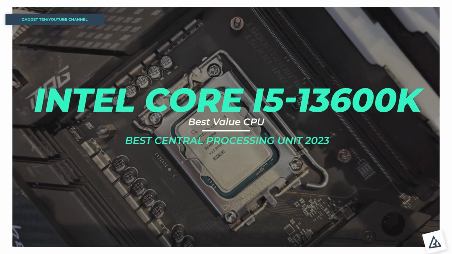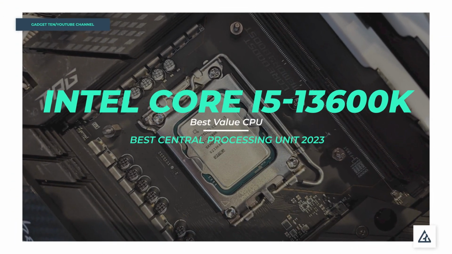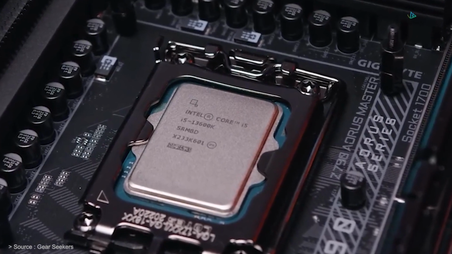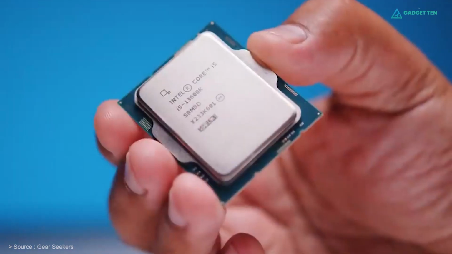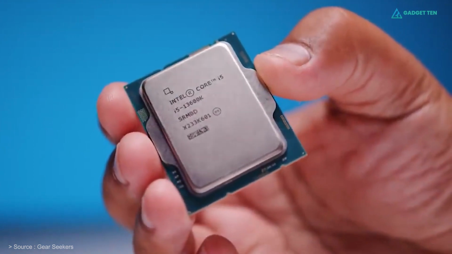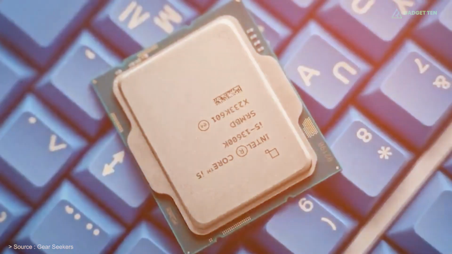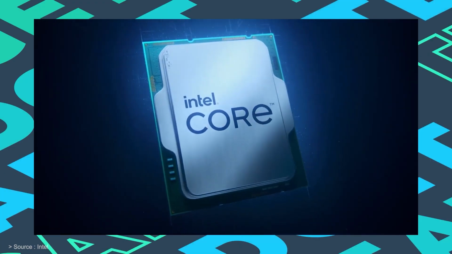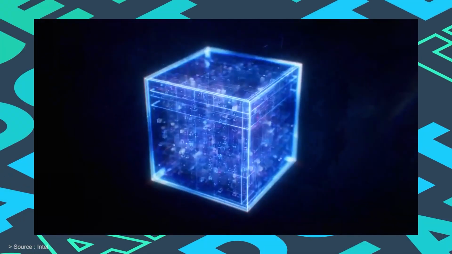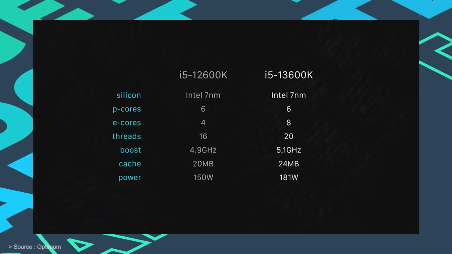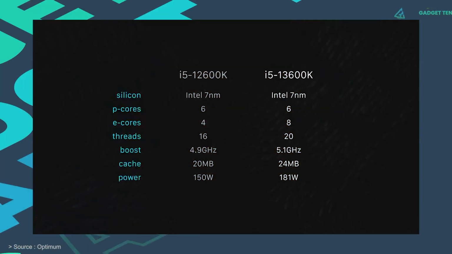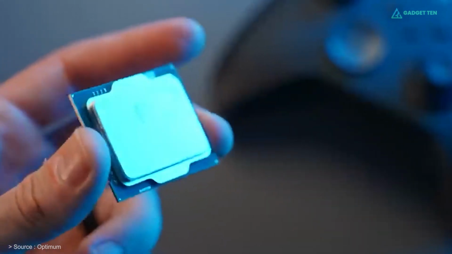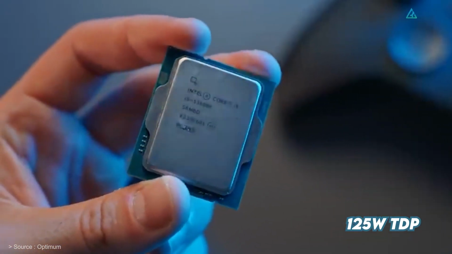Intel Core i5-13600K. The Intel Core i5-13600K is one of Intel's most affordable Core processors from the 13th generation, but it's also one of the best. The CPU comes with 14 cores and 20 threads, effectively doubling the number of E-cores compared to the Core i5-12600K. This results in a total of 8 E-cores and 6 P-cores for a total of 14. All this performance on a chip with a default TDP of 125W.